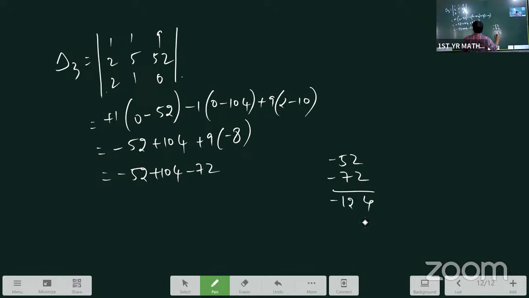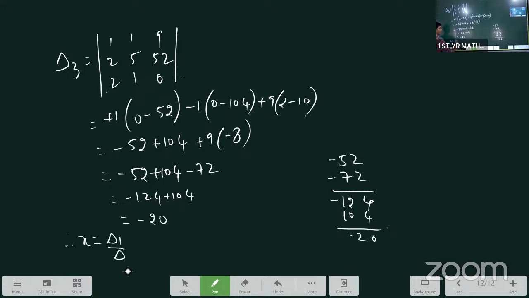Minus 124. From that you subtract 104. What am I going to get? 0. And here 2 as it is. So what I got is minus 20. So again the calculation part: minus 124 plus 104, which is nothing but minus 20. Now, therefore the solution: x is nothing but delta 1 by delta, y is nothing but delta 2 by delta, z is nothing but delta 3 by delta. Is it clear?